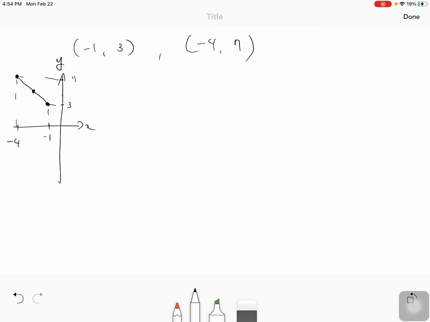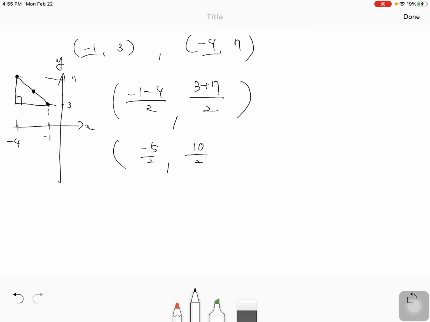So like I said, I would totally recommend you sketch a right triangle here. Then the x values are -1 and -4, so it's going to be -1 plus -4 over 2, and also 3 plus 7 over 2, which is -5 over 2, comma 10 over 2, which is 5.